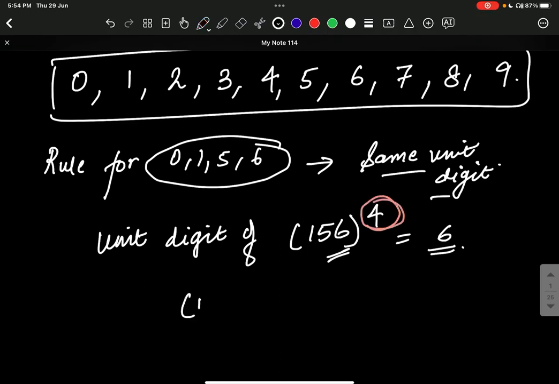Likewise, if I ask you, for the sake of example, what is 131 raised to the power, let's say, 178667972, etc. So the answer would be again 1. So any numbers which are ending with the unit digits of 0, 1, 5, and 6 are going to have the same unit digit. Okay. Now, next rule.